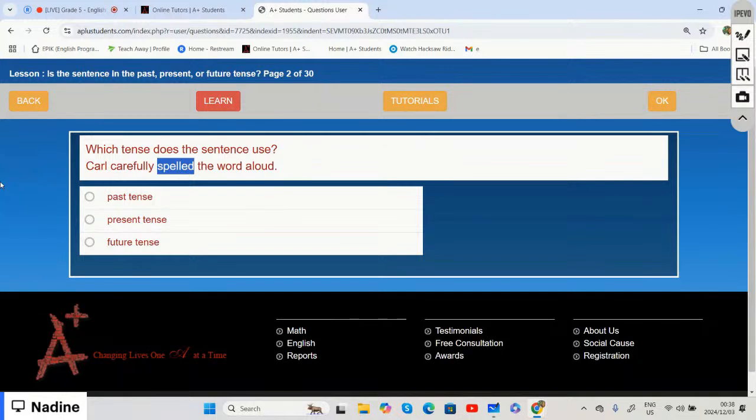All right, and if we were to choose the correct tense, then yes, we will say it is in the past tense. And remember, we said that in the past tense, our verb ends with an ed, spelled. So well done, past tense.